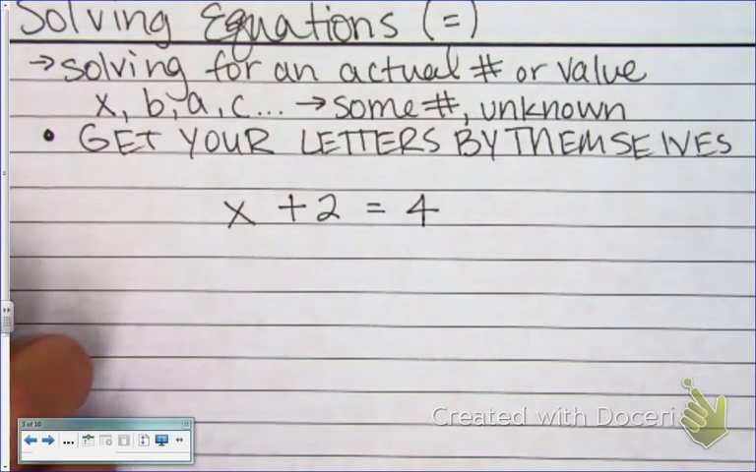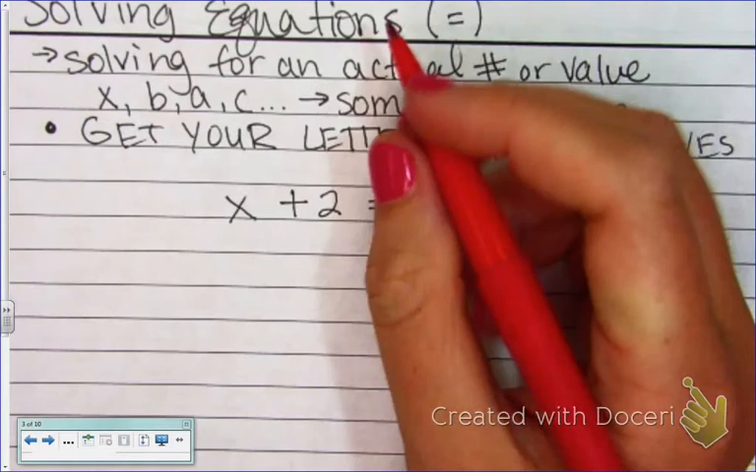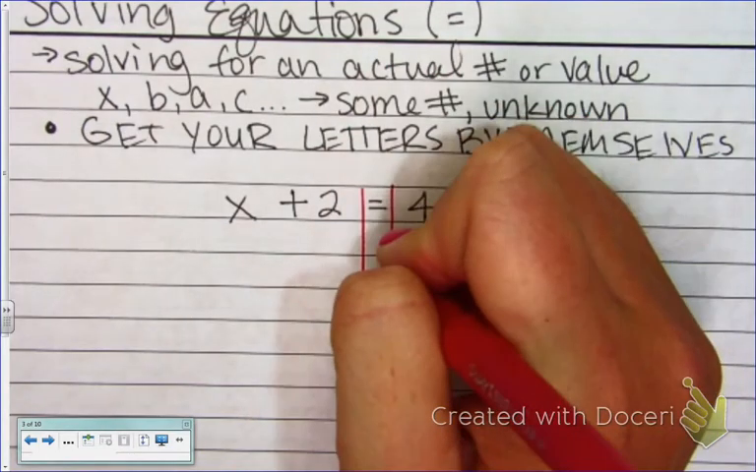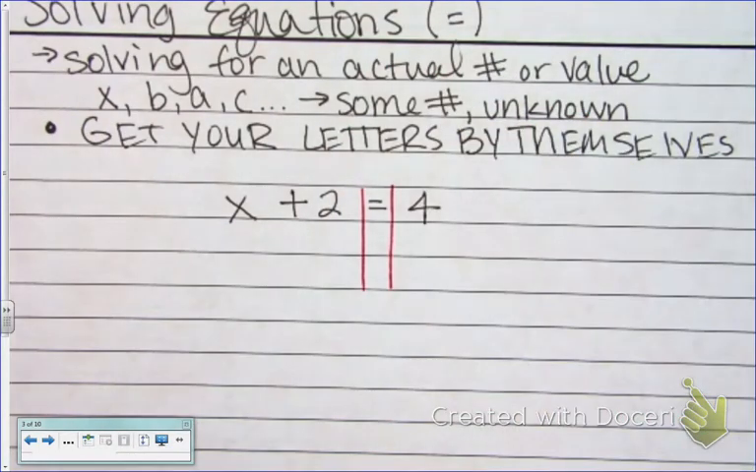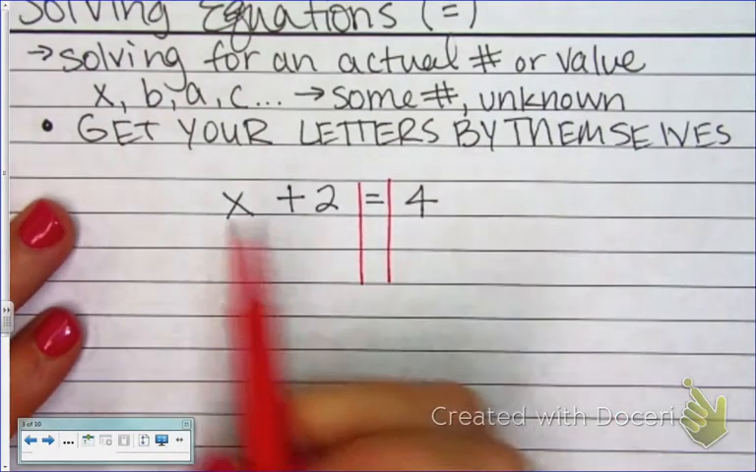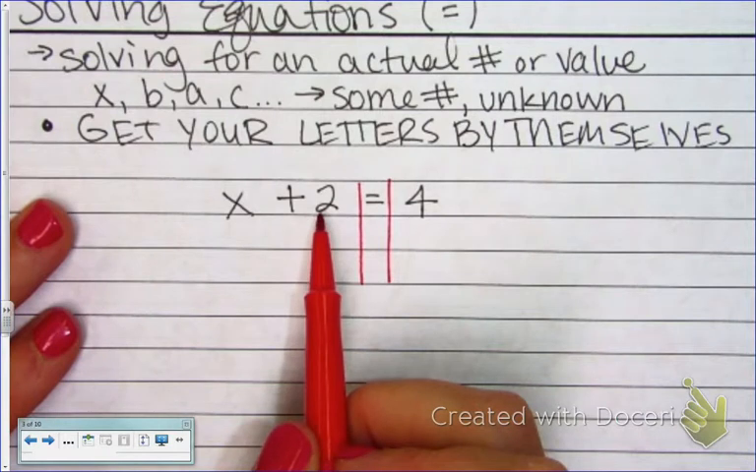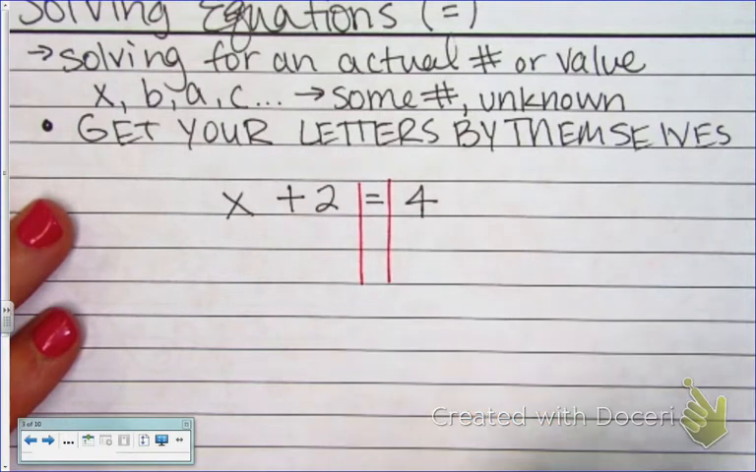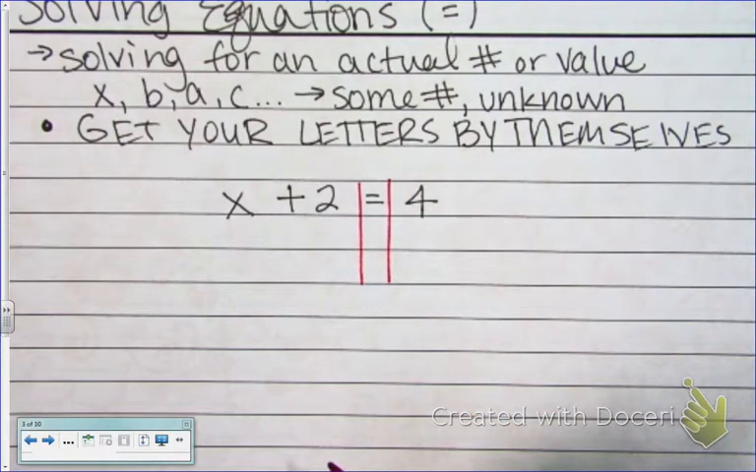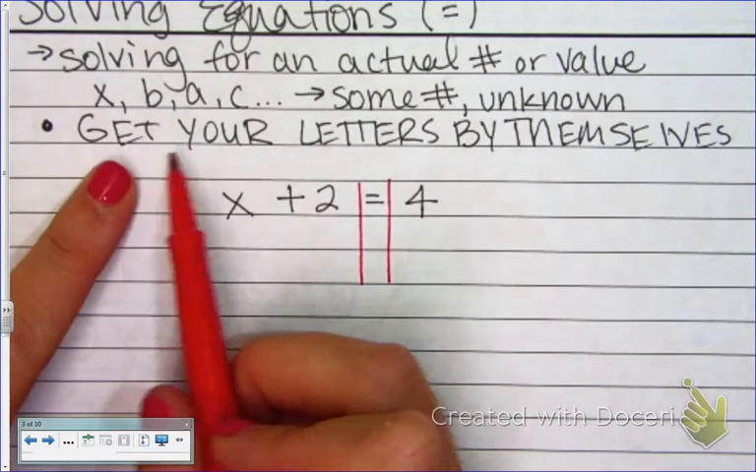Okay. Now, I like to color code things, so I'm going to draw my train tracks. Again, you cannot cross the train tracks unless you do something to both sides. Now, if we think about it, some number plus 2 is equal to 4. So you think in your head, okay, well, what could that number be? And there's a lot of different answers. But ultimately, we want to get all of our letters by themselves.